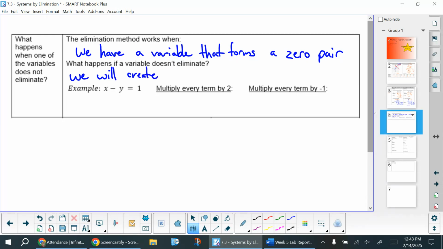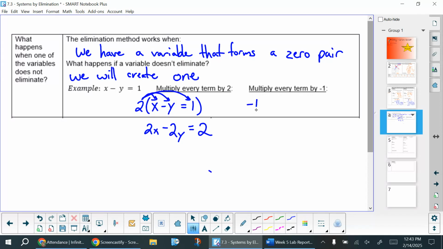Adding two equations together when there's not a 0 pair is not going to eliminate a variable. We are going to create one. And the way we're going to do that is by multiplying one of the equations, for now just one of the equations, by a number. And so when we do that, this is just the distributive property. If I multiply the equation by 2, I'm just distributing the 2 to all the terms in the equation on both sides of the equal sign. So I'd have 2x, negative 2y, equals 2.